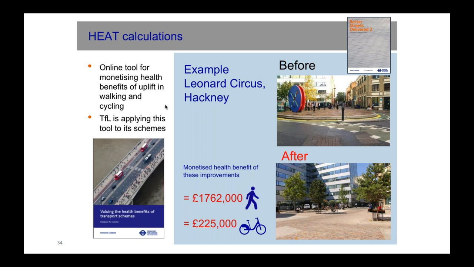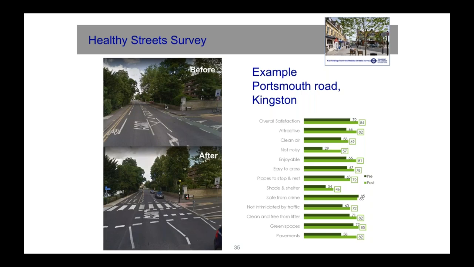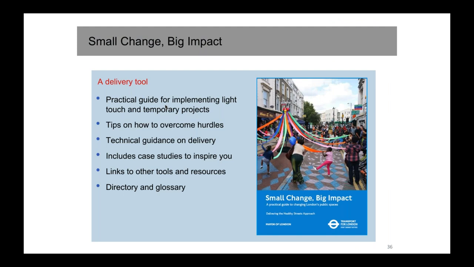This shows a range of different projects around London that have delivered significant monetized health benefits, like this example on this slide. The next tool is called the Healthy Streets Survey, and this is a classic on-street survey, but not something we've done before, where we stop members of the general public and we ask them to rate the street they're standing on against each of the 10 indicators. And then we go back after we've made a change and see whether they give us a better score, which they have done in this example here from one of our outer London boroughs.